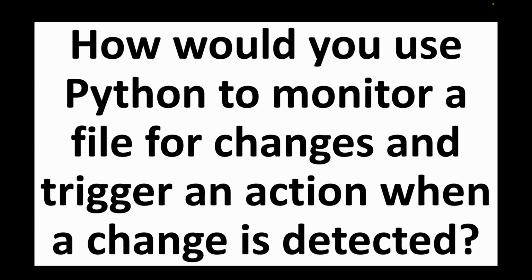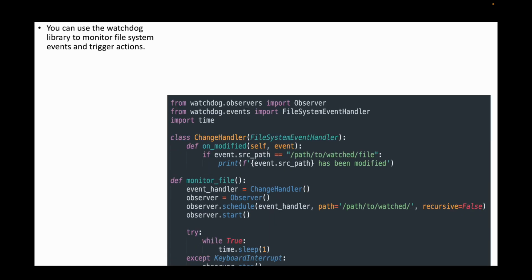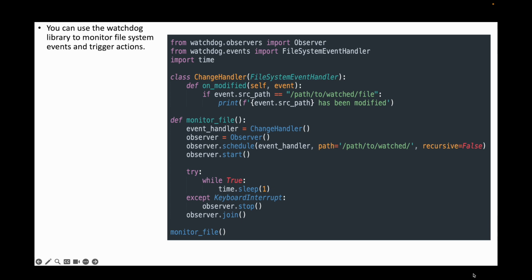The next question we have is, how would you use Python to monitor a file for changes and then trigger an action whenever a change is detected? Watchdog library, which can be used to monitor any file system events and then trigger actions whenever an event takes place. So here is the example code that we have. So we are making use of the watchdog library.